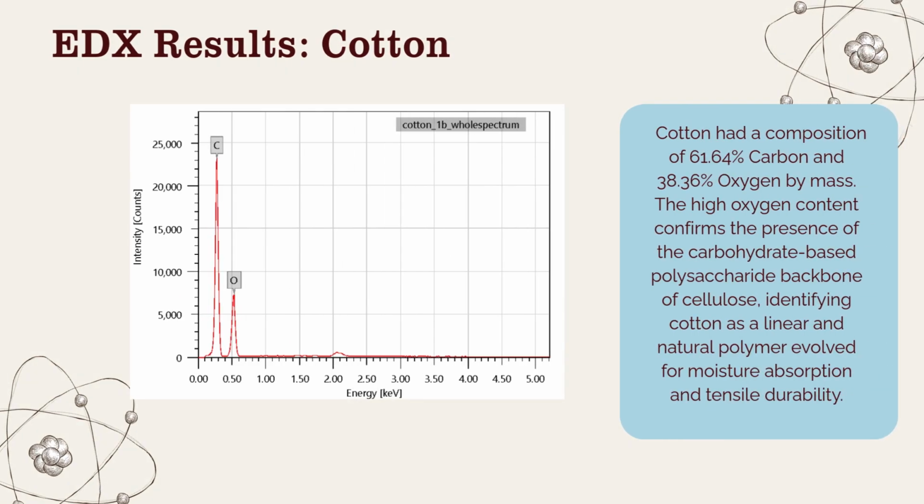Cotton had a composition of 61.64% carbon and 38.36% oxygen by mass. The high oxygen content confirms the presence of the carbohydrate-based polysaccharide backbone of cellulose, identifying cotton as a linear and natural polymer evolved for moisture absorption and tensile durability.